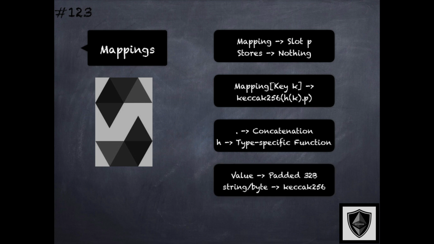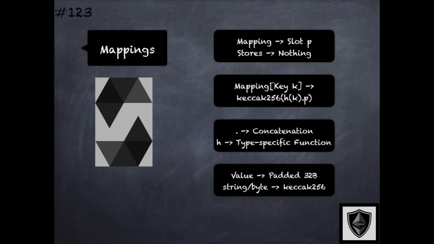And if this is a value type, then padding is done to make it up to 32 bytes. And if this is a string or byte array, then H computes the Keccak 256 hash of the unpadded data. The type specific rules that determine what H is have many nuances, so please take a look at the reference provided to understand what those are.